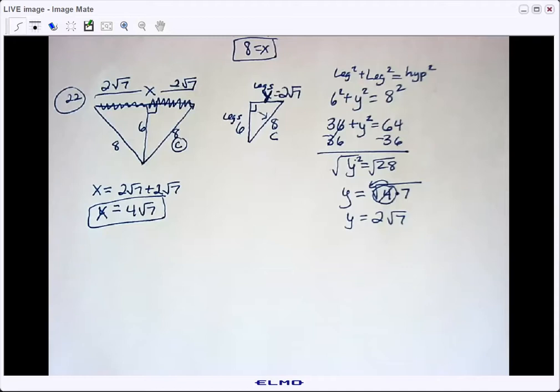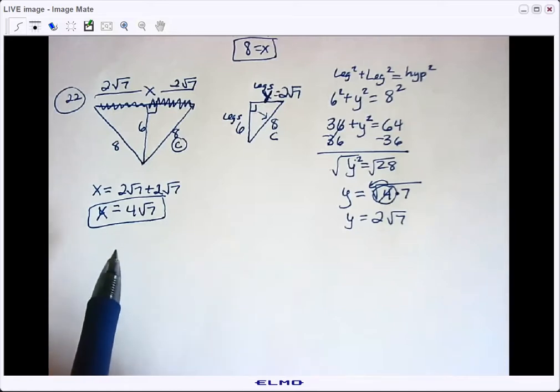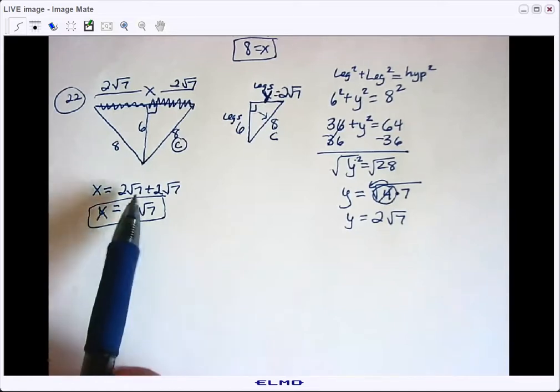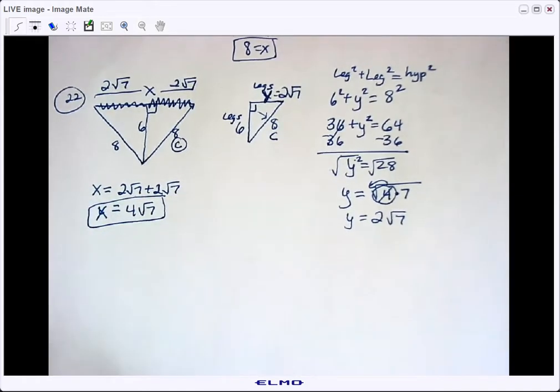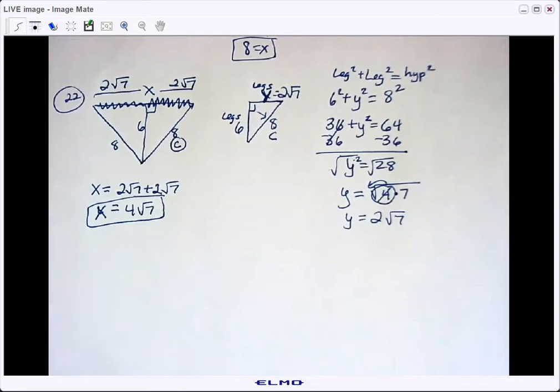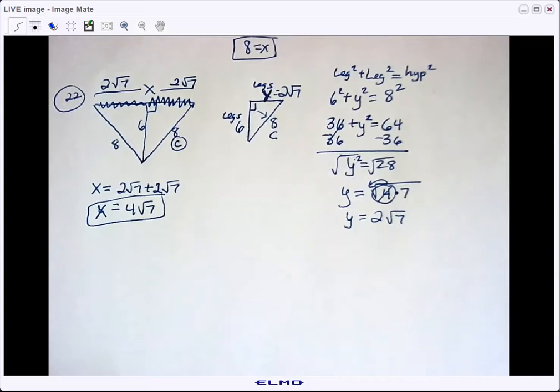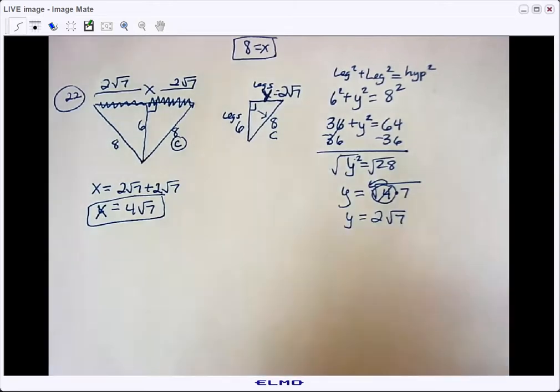Wait, I have a question. I think I missed a step. How'd you get 4 root 7? Wouldn't it be 2 root 14? Oh, when we add radicals, the radicals become like a variable. They have to be the same radical in order to add or subtract the numbers in front. So it's kind of like 2x plus 2x will give us 4x. Okay, is that better? Yeah, thank you. You bet.